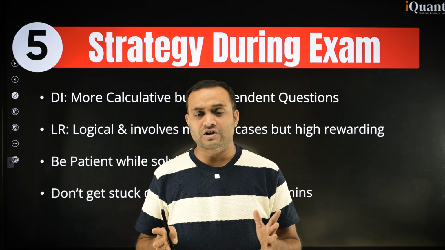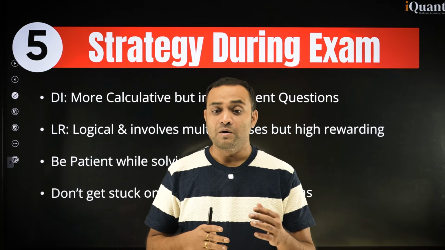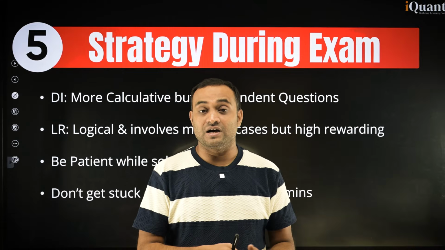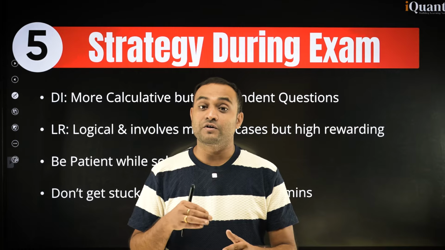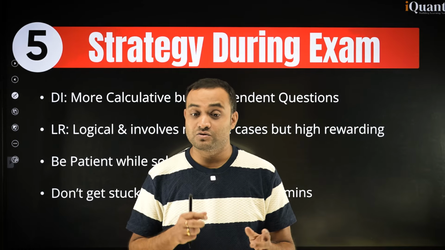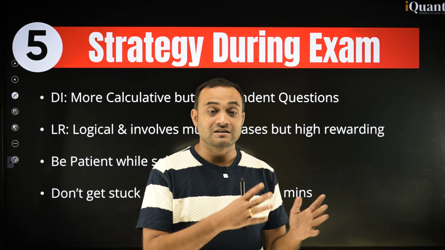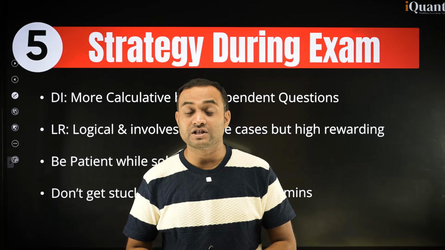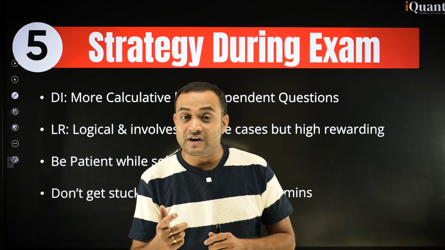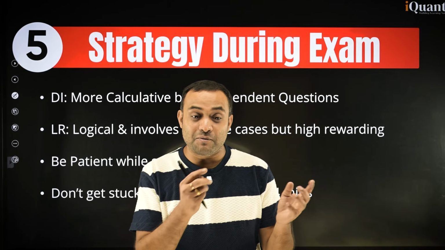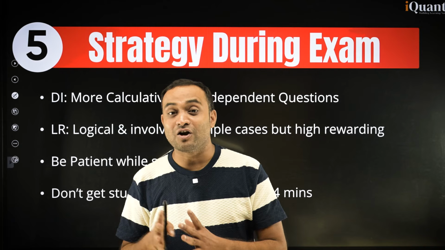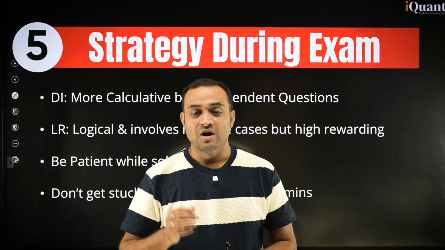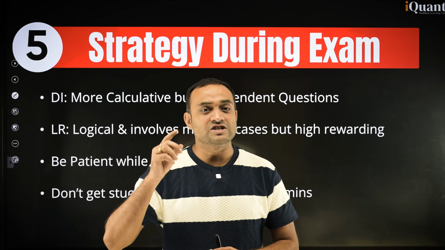In CAT 2024, there were lots of sets which involved particular data interpretation, calculative sets based on bar graphs or tables. There were also particular sets which were based on totally logical reasoning. But before that, like CAT 2017, 18, 19, 20, 21, 22, 23, it was difficult to recognize if a set is completely data interpretation or logical reasoning. But what's the difference between these two? That depends on your strength.